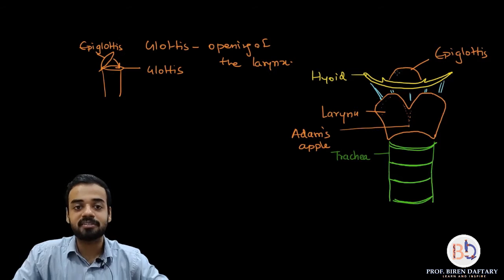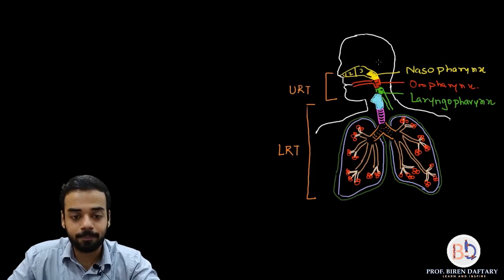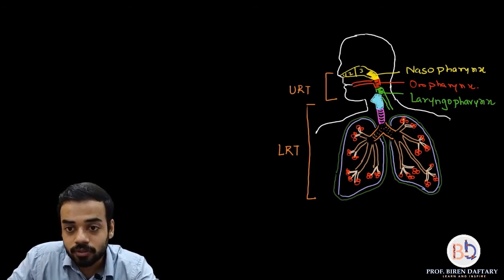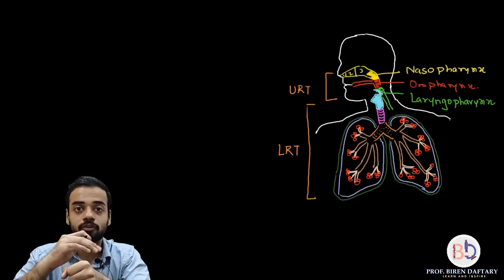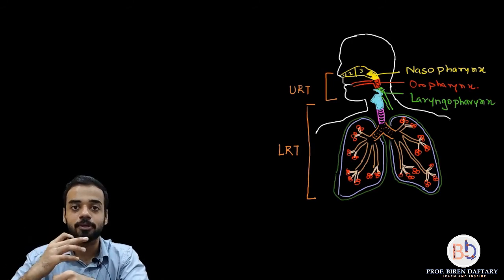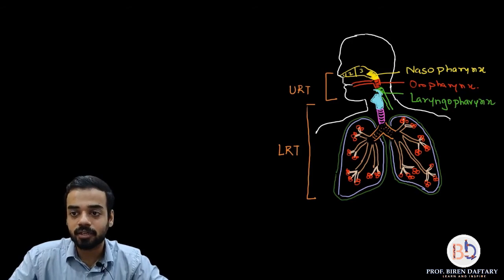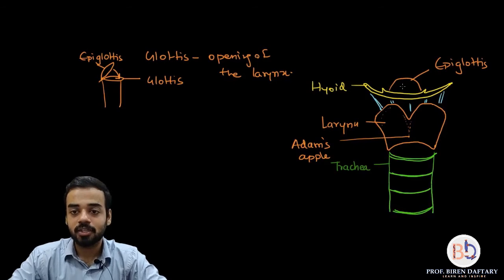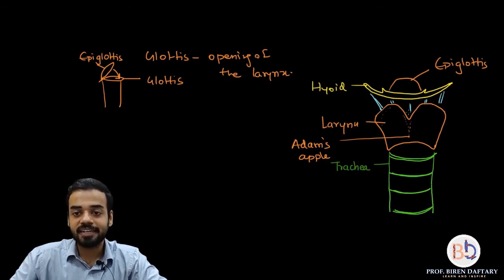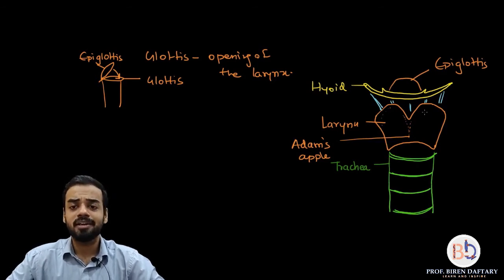So the epiglottis is like a flap. In this diagram, I can show a flap over here. It will be closed when you are swallowing food, and open when you are breathing, because if it is closed while breathing, air will not go into the larynx. Is this clear? I have already explained what the glottis and epiglottis are. This is the main structure of the larynx, a cartilaginous structure made of muscles and membrane.